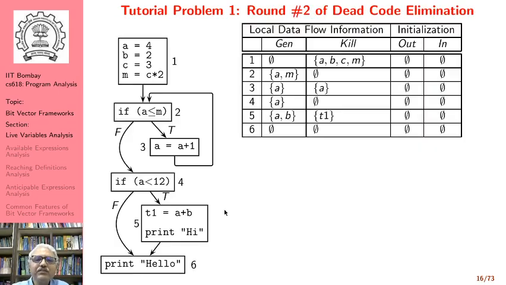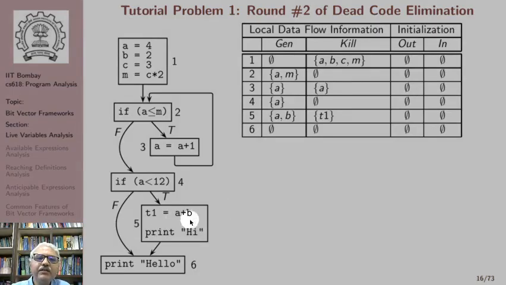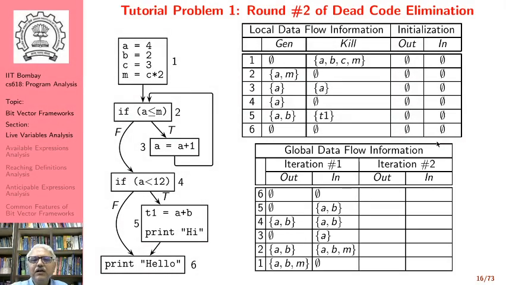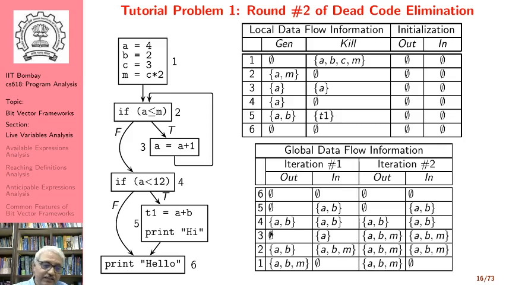So we have this assignment to A being deleted from here, and we have here again gen and kill sets computed. Note here that now A does not appear in the kill set of node 5. We once again reinitialize everything to empty set, and we perform live variables analysis. In the second iteration, once again we get some change in nodes 2 and 3, because initially we had assumed the values to be empty at the exit of 3.